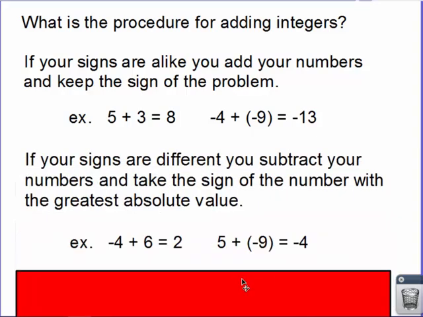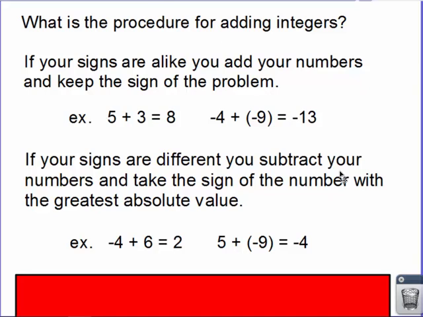But if my signs are different, you subtract your numbers and take the sign of the number with the greatest absolute value, or the number that's farthest from 0. So here I've got -4 and a positive 6. I subtract those 2 and I end up with 2 as my answer. Got a 5 and a -9. I subtract these 2 and I end up with a -4 because the 9 has more.